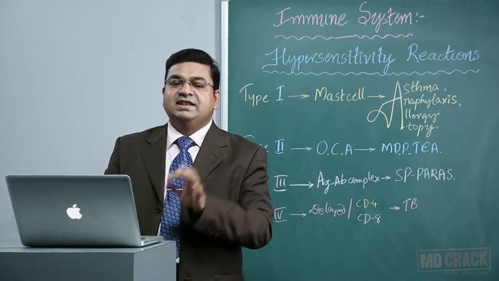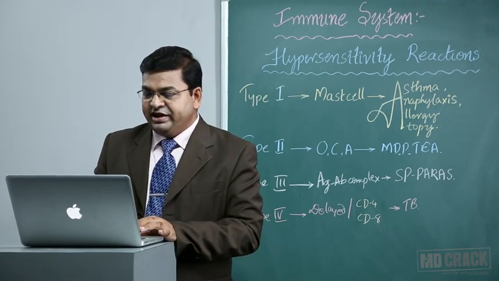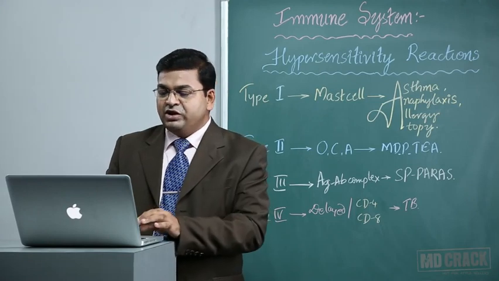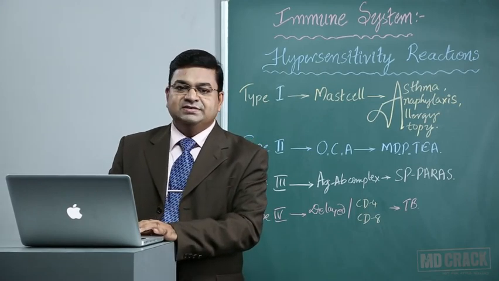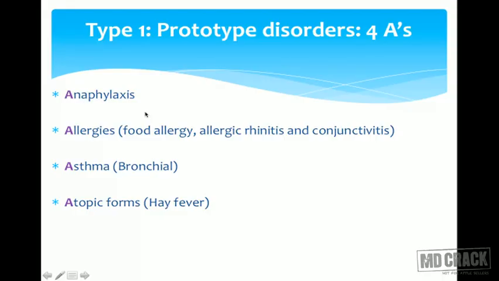Remember the four A's for the type 1 hypersensitivity reaction: anaphylaxis, mainly after penicillin injections. Allergies could be due to food allergy, drug allergy, allergic rhinitis, allergic conjunctivitis. Asthma, that is bronchial asthma, is a prototypical example of type 1 hypersensitivity reaction.